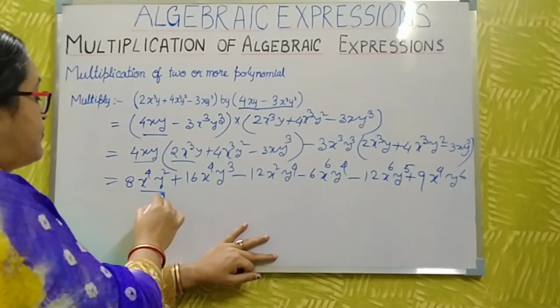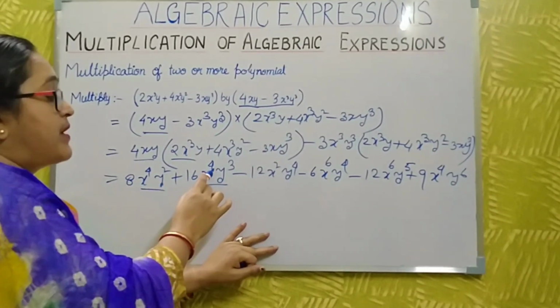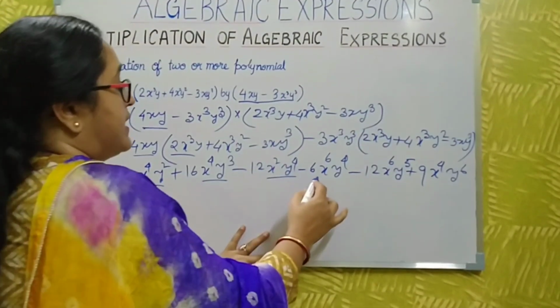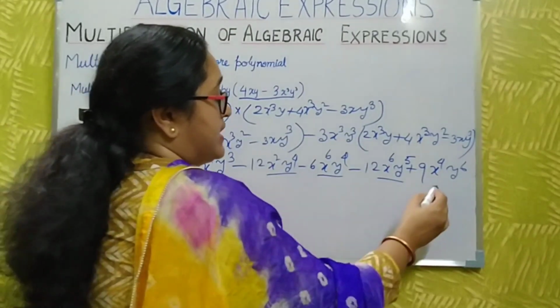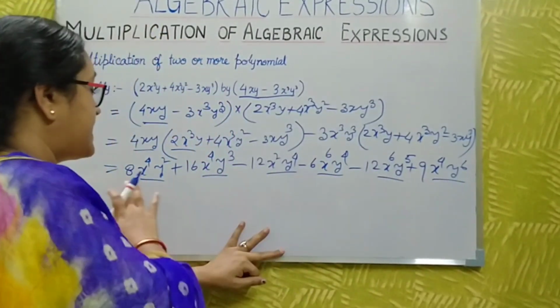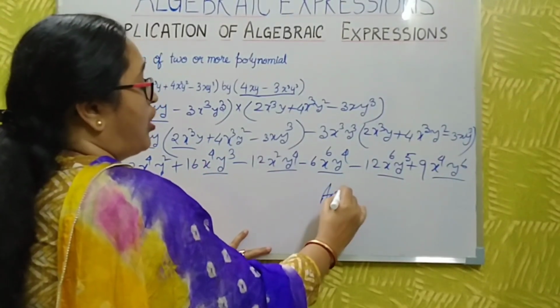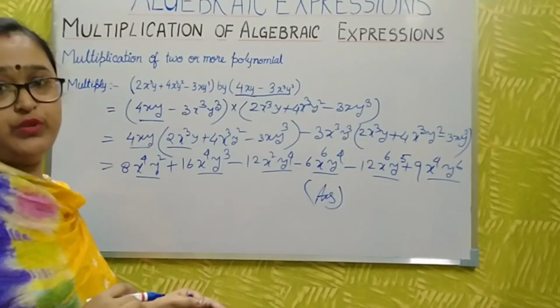Like terms here: 4y², x to the power 4... y³x², y⁴x⁶, y⁴x⁶, y⁵x⁴y⁶. There is no like term. That's why this is the answer of this multiplication, polynomial by polynomial.